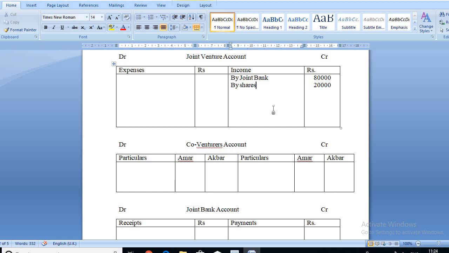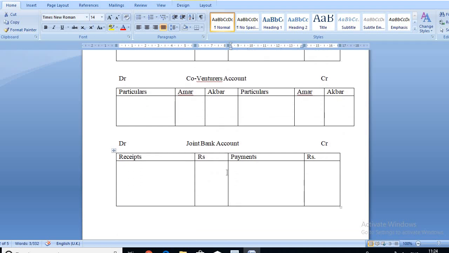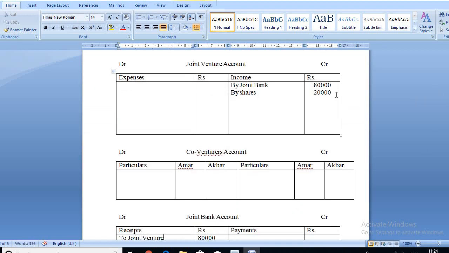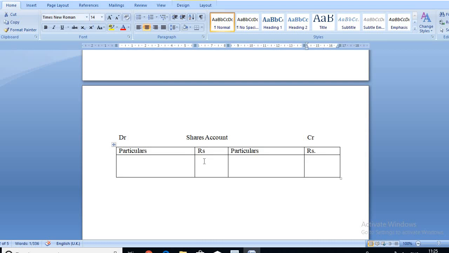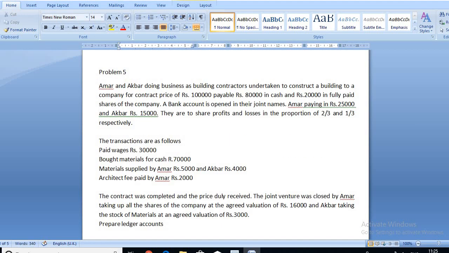Now do cross posting, because each transaction has two aspects, one is debit, one is credit. The joint bank is debited, so make a debit in joint bank, 80,000, to joint venture account. Next, shares. Here shares is debited, 20,000, so make a debit entry in shares account, 20,000, to joint venture. So the first transaction is over.